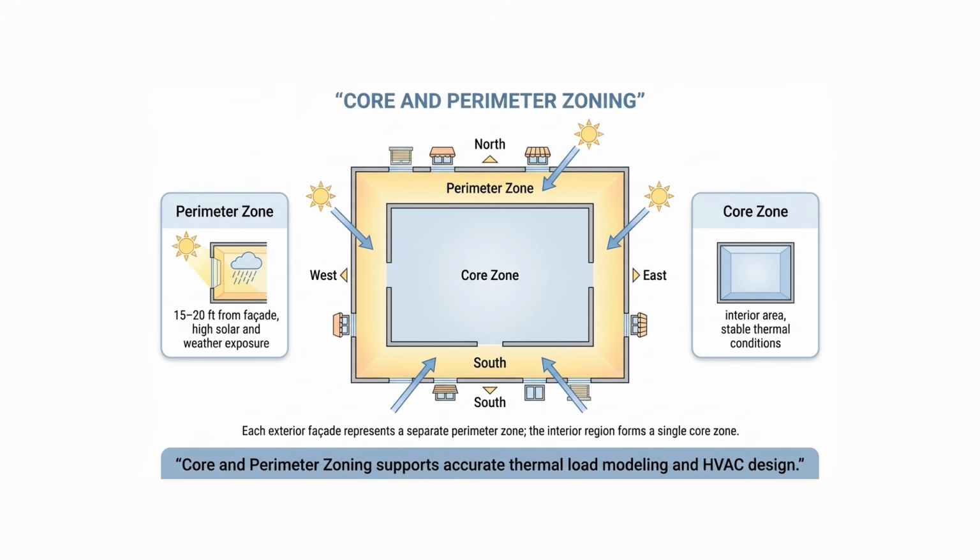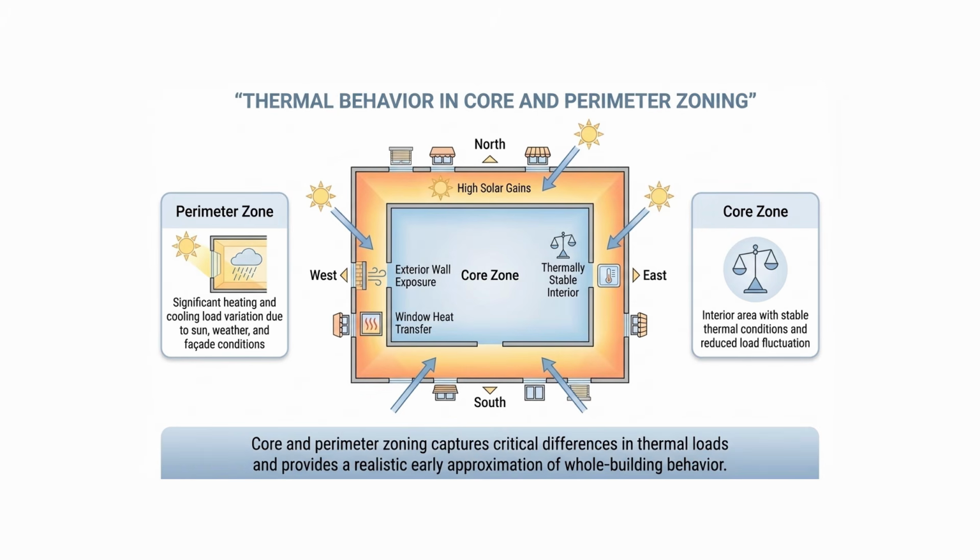The perimeter zones typically extend about 15 to 20 feet inward from the external walls. This approach allows the modeler to capture critical differences in heating and cooling loads between the outer perimeter, where solar gains, exterior walls, and windows have major effects, and the building's core, which is more thermally stable. Core and perimeter zoning provides a realistic first approximation of how the building will behave thermally, even before interior spaces are finalized.